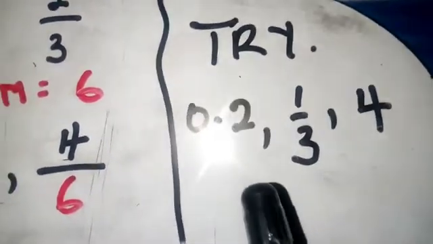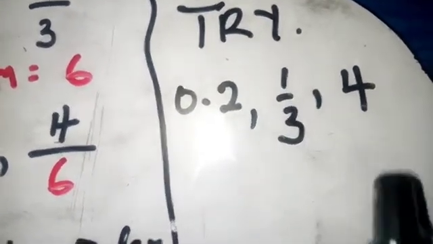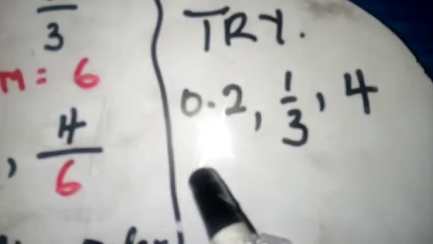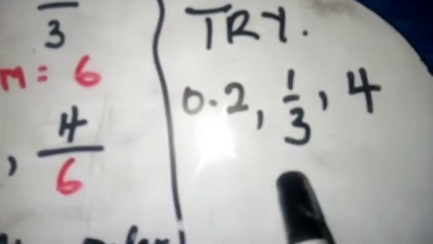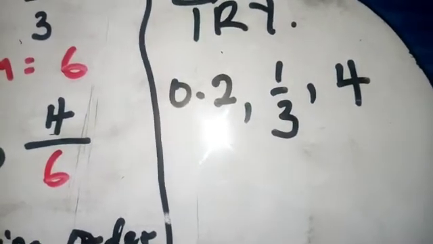So this is what you're having. You're having 0.2 and then 1/3 as well as 4. They say you should order this, right? Arrange it in ascending order, or descending order. So how do you do this?